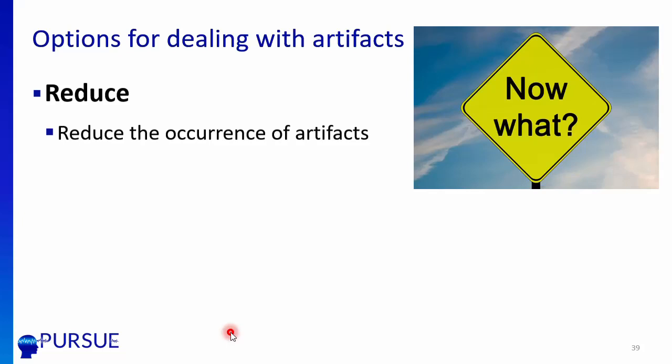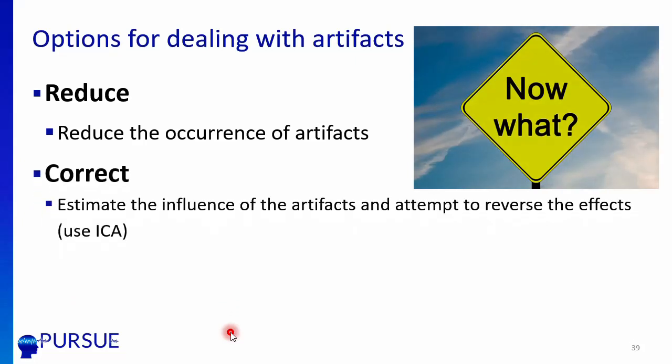What are our options for dealing with them? Well, one of the things we can do is reduce them, and I just talked about some ways in which we can reduce them. We can encourage them to blink after they respond, memorize the keypad, maybe not move around so much, that kind of thing. So a lot of our instructions reduce the occurrence of the artifacts. Then we can correct. That's where we are right now. In this step, we can estimate the influence of these artifacts and then take them out of our data while still retaining the data.